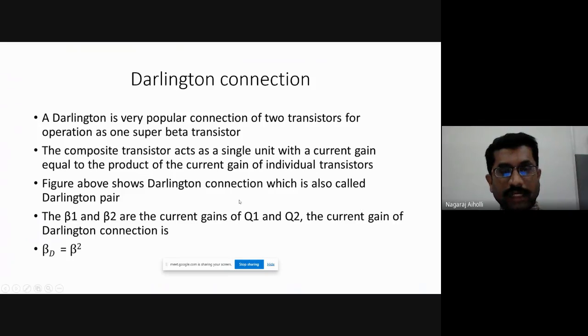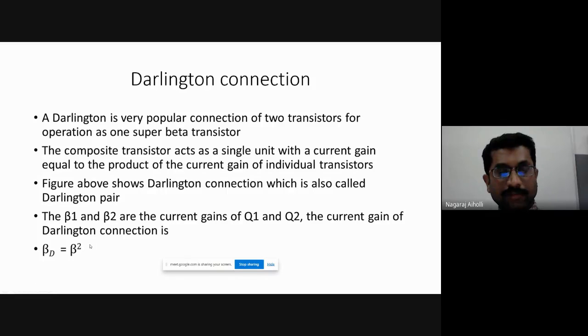The figure shows the Darlington connection, which is also called a Darlington pair. If beta 1 and beta 2 are the current gains of Q1 and Q2, the current gain of the Darlington connection is beta square. How did I get this beta square? Any guess? Beta Darlington is equal to beta square.